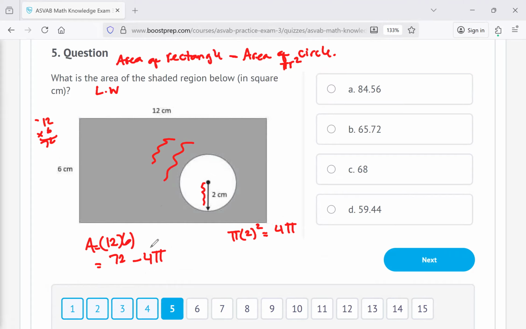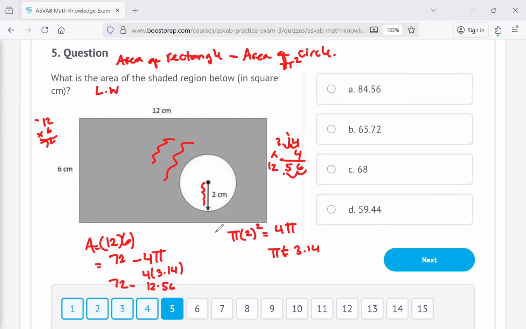So what's 72 minus 4 pi? Now, if you look at all the choices, there's no pi symbol. Because you can't use a calculator, you could replace pi with 3.14, right? So that would be 4 times 3.14. 4 times 3 is 12, and then how many decimals? 2. So that's 12.56. So this is 12.56 and then 72.